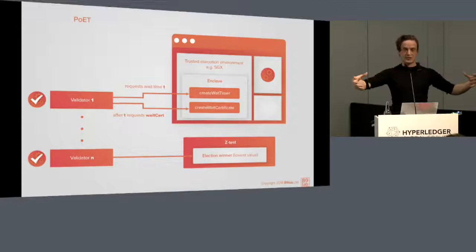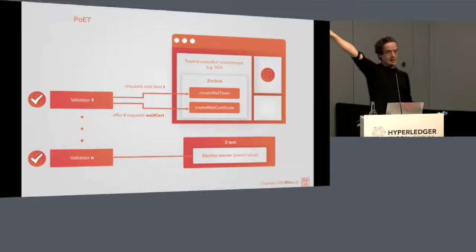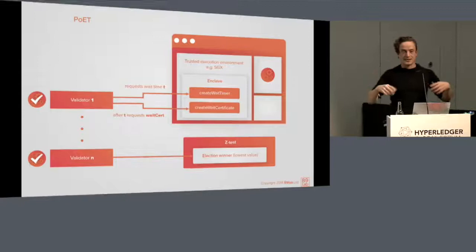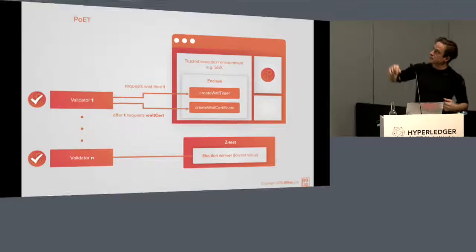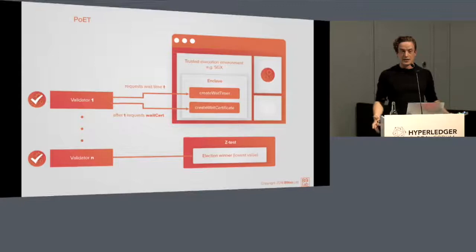So the way this works is each validator can create blocks. The validator creates a wait timer, where the trusted environment gives them a random number within bounds that tells them how long they're going to have to wait until they can create a block. And once that timer has run out, they can get a certificate that they have waited that amount of time, and they can use that to sign and issue the block, basically. So this means that the right to create a block is randomly distributed, and no one can individually skew that to their favor.